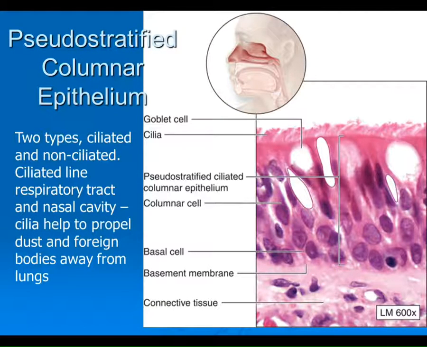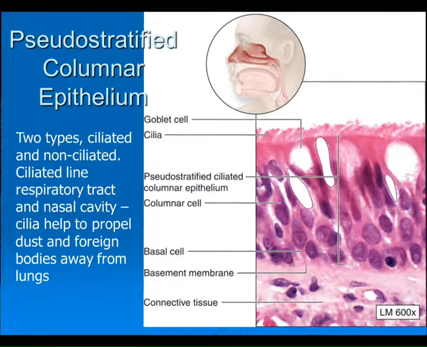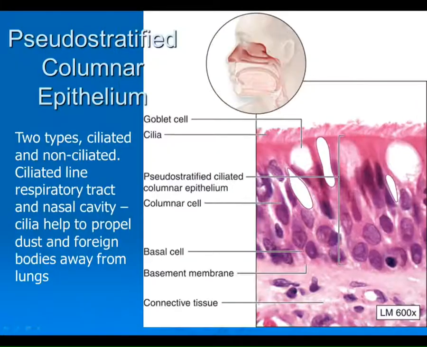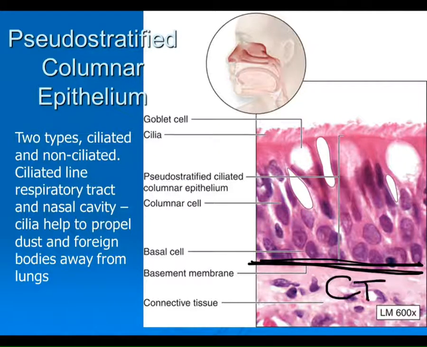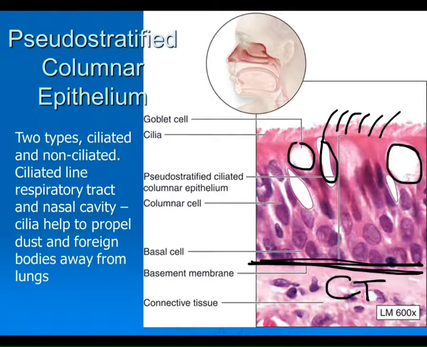Pseudostratified columnar, this one's on our list, so this one is important for you to focus on. This pseudostratified columnar is in the respiratory tract, as it shows us here in this picture. And what we see here, there's my connective tissue border, my basement membrane, connective tissue down below. And I see beautiful examples of goblet cells. And I can see individual cilia. So I'm looking in the trachea, in the respiratory tracts.